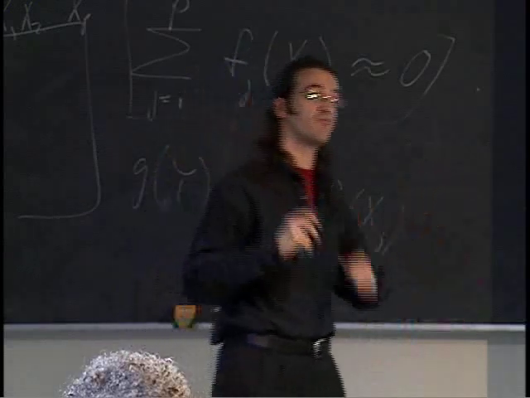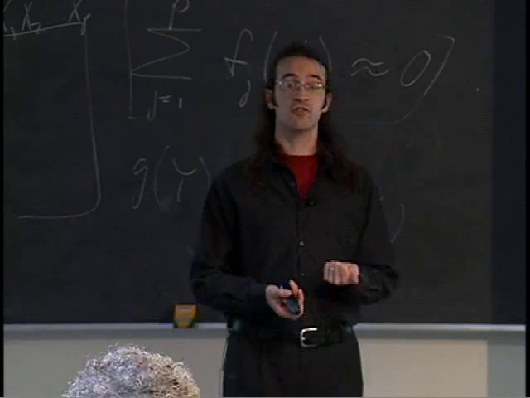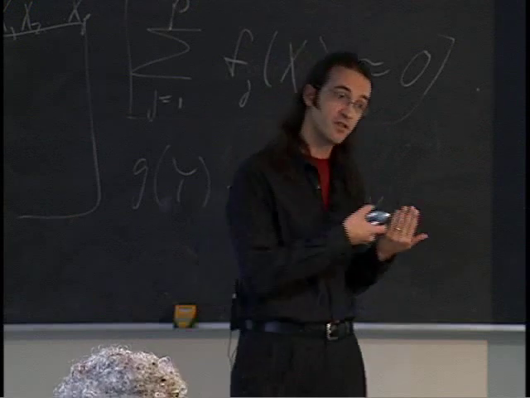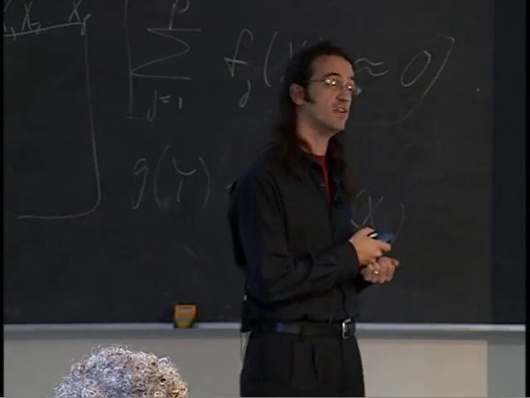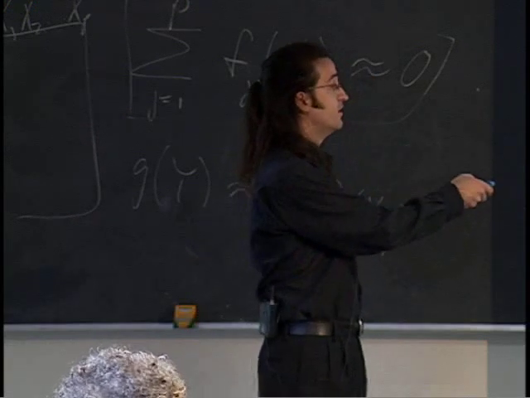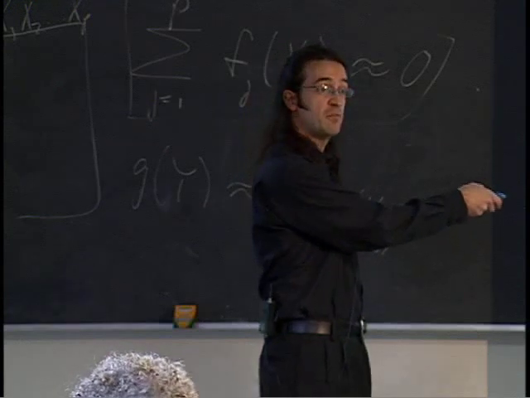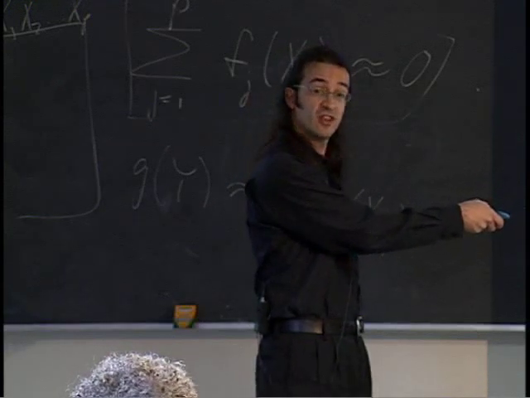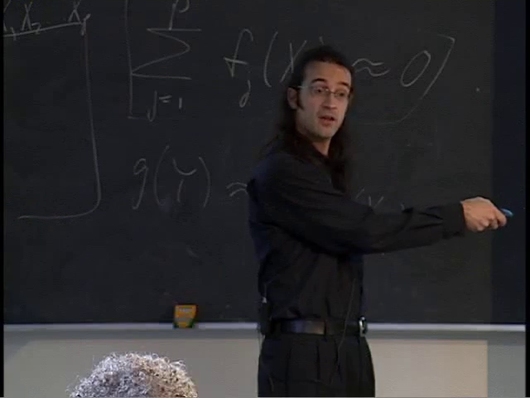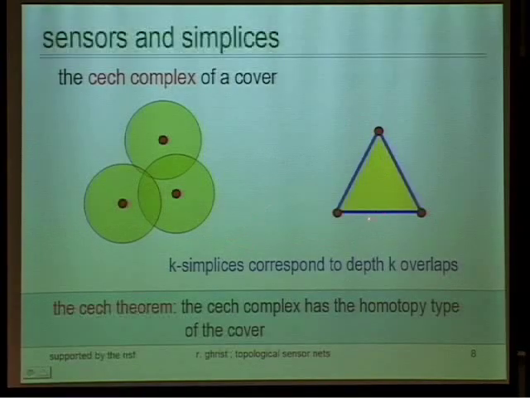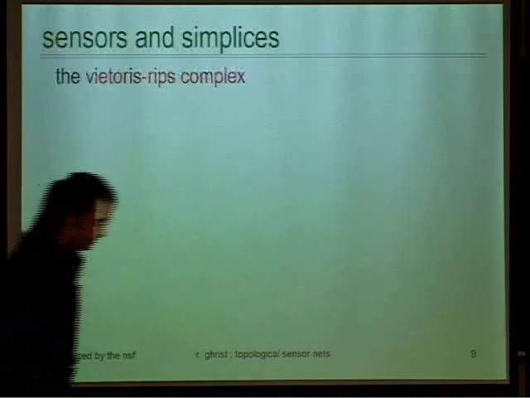So this is great. Problem's done, except for the fact that sensors can't measure this Čech data very easily, if at all. You see how this intersection is rather small. If I move that disk just a little bit, it goes away. That's not an easy thing to detect. And if I have a lot of sensors with lots of high-depth intersections, these are very, very delicate measures. So I'd like something that is a bit more robust. And to do that, we turn to the Rips complex.